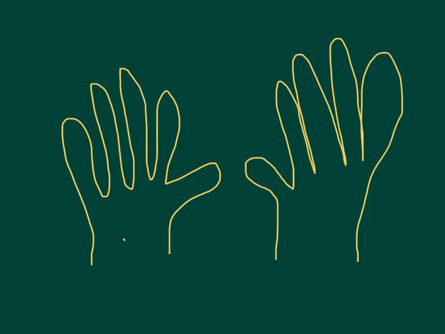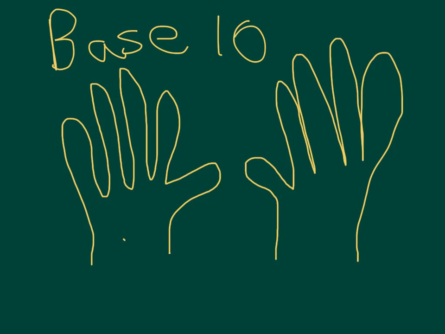I'm not an artist. Here are 2 hands. Well, our number system is called Base 10. And Base 10 most likely comes from our fingers, which is why we also call the numbers we write our number system with digits. So, digits are the symbols that we use to write numbers.